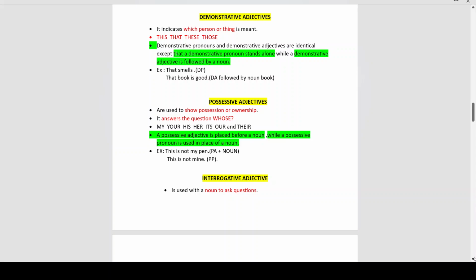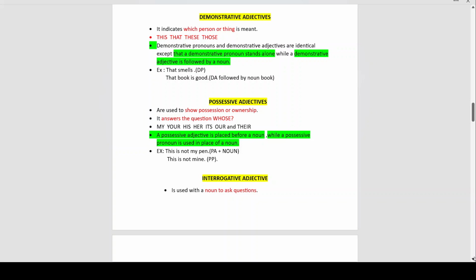Now, a possessive adjective is placed before a noun. There is a noun, you place a possessive adjective before a noun, while a possessive pronoun is used in place of a noun. Can you understand the difference, children? Let us do an example. This is not my pen.